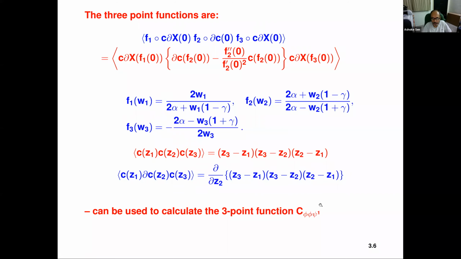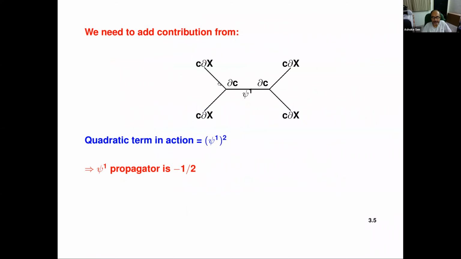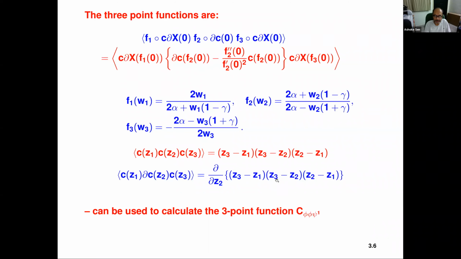And then all you need to do is to go back, take the square of the 3-point function, because there are 2 of these, and multiply by the psi 1 propagator, which is minus half. But we'll try to use a shortcut because we don't want to get entangled with the issue of normalization. Somebody else may choose a normalization in which it's 2 times this. Then what do you do? We have to then fix the normalization appropriately.